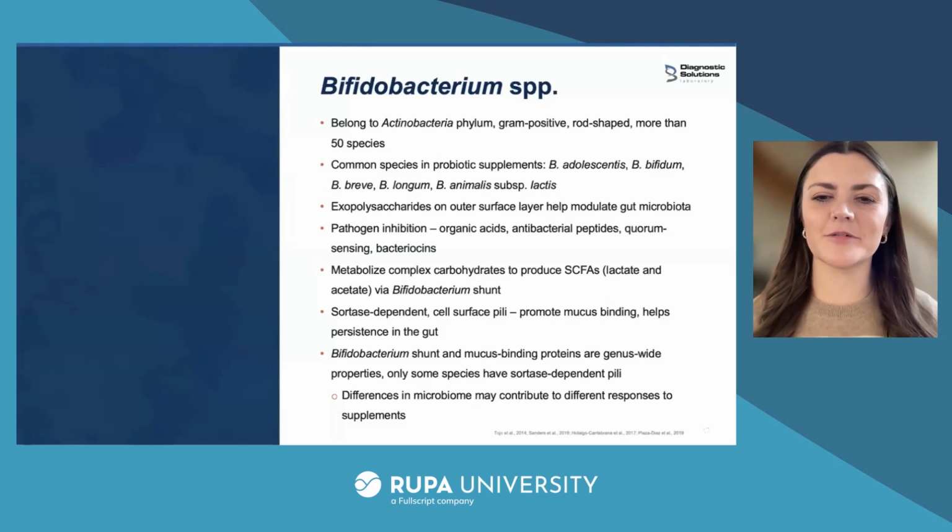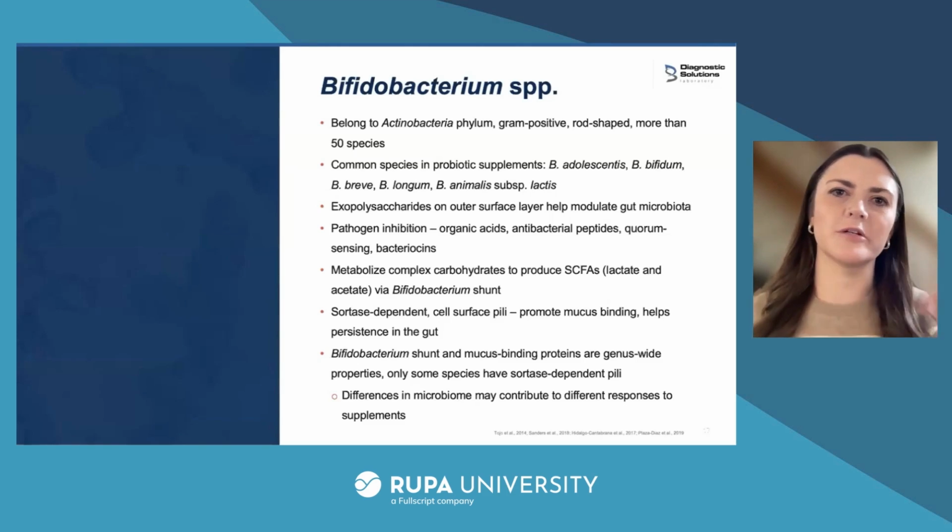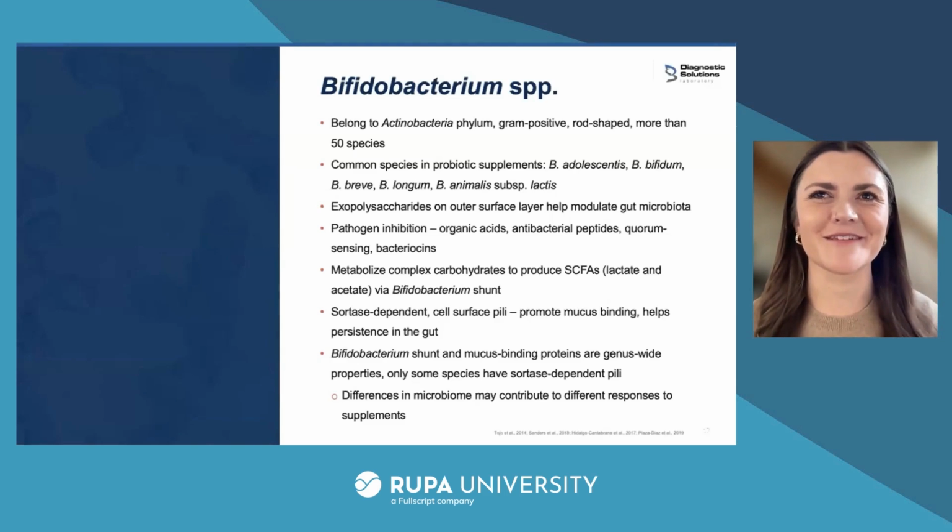And the bifidobacterium shunt and mucus binding proteins are shared and similar at that genus level, but only some species have that cell surface pili. So again, looking at how we can get benefits at genus level, get a little bit more specific at species level, and then even more specific at strain level, which we'll get into some examples of some strains.